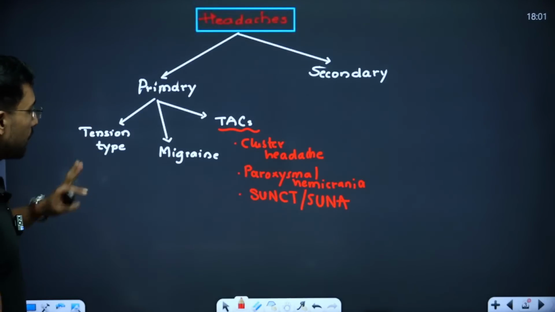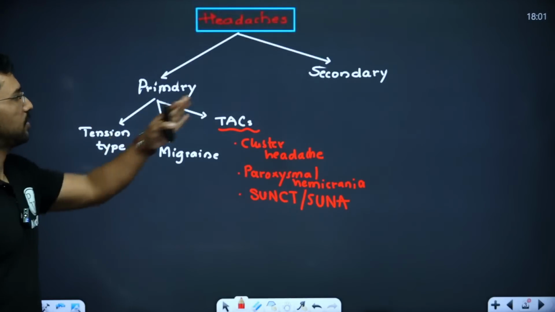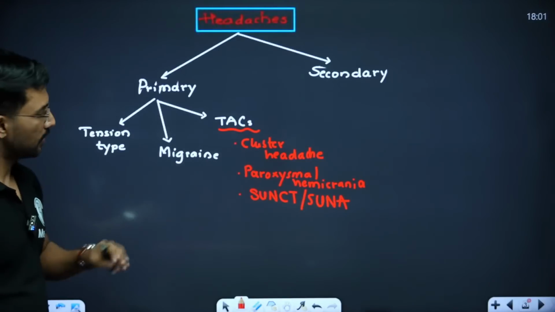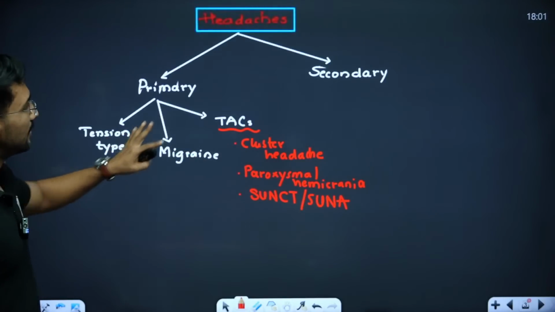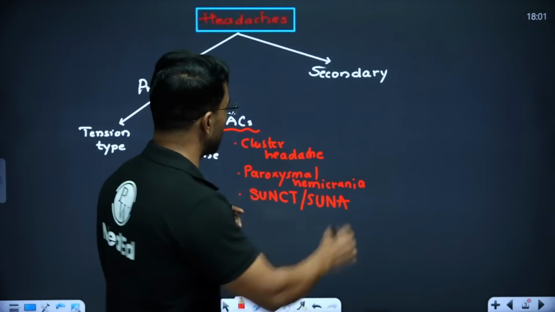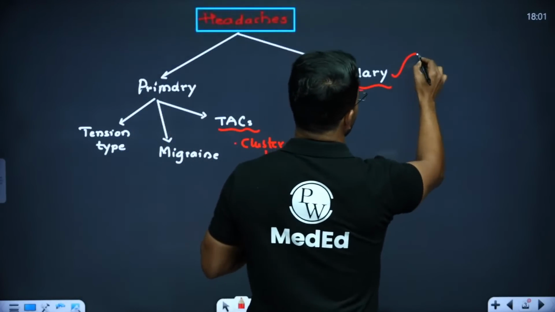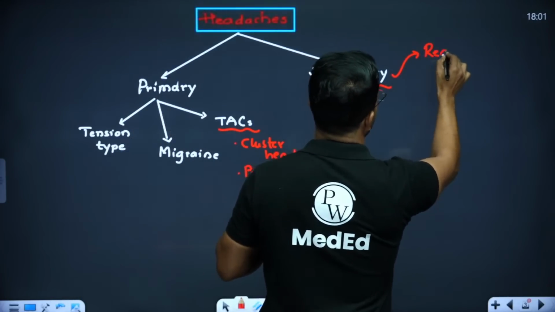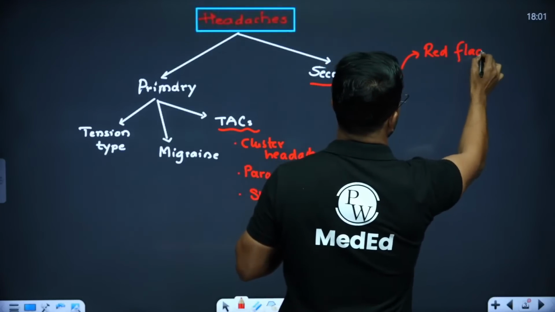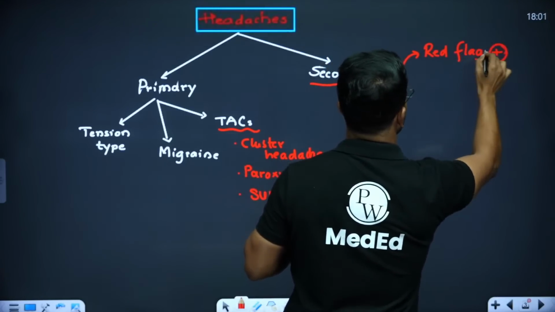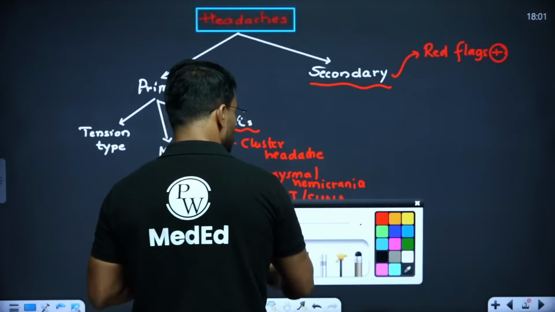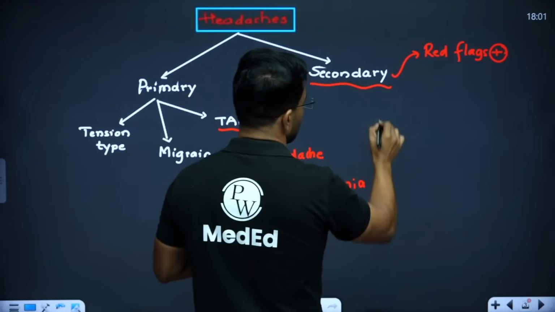Now how do I make a diagnosis of these primary headaches when I get a question? We come to the diagnosis of primary headaches after ruling out the secondary headaches. The secondary headaches generally have some red flag signs. Generally, they will have red flags present. So what are the major common causes for secondary headache?